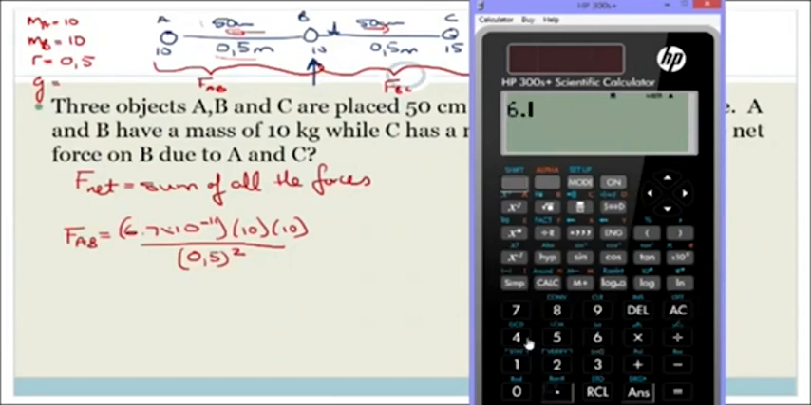Darn. 6.7 exponent negative 11, sorry, I was thinking about why it didn't work. Okay. Times by 100 equals divided by 0.5 squared equals, and we get this. So if you get an answer like this, you can actually make things different with your mode.